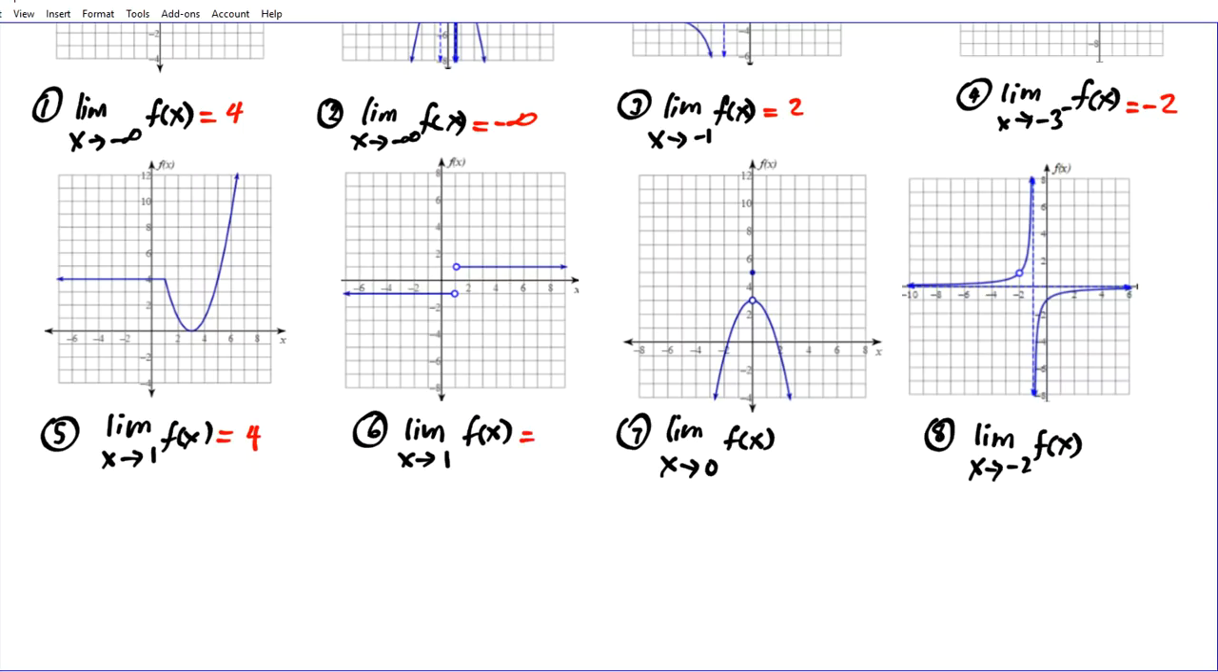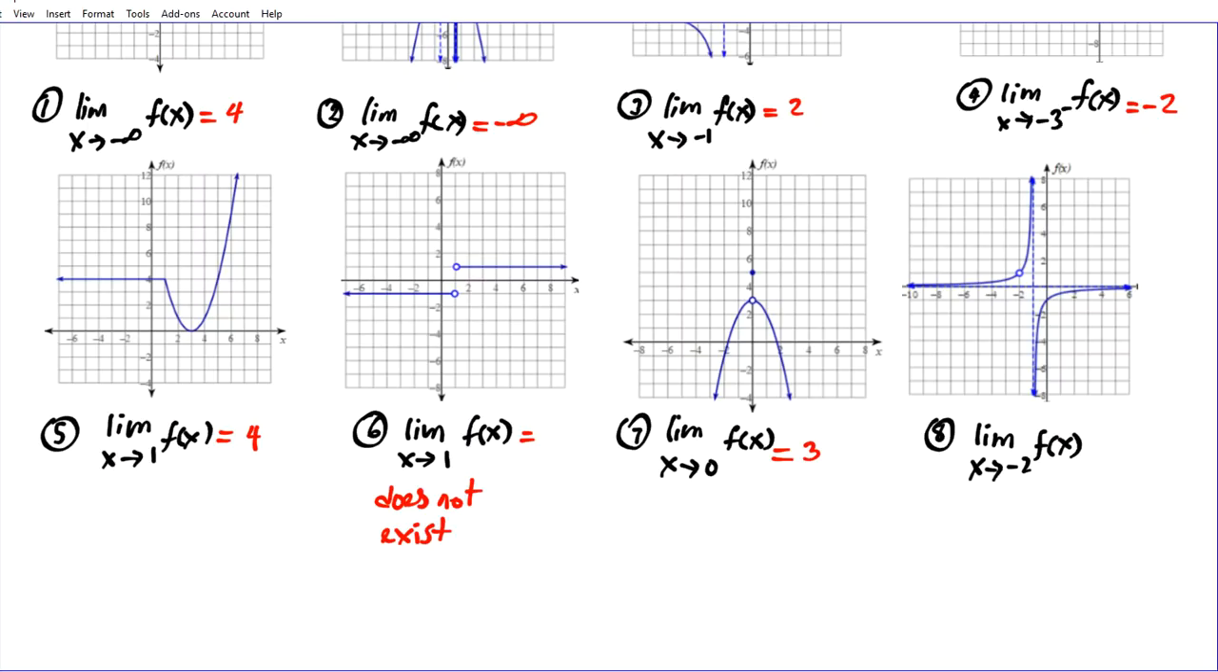Number 6, for number 6, you're approaching 1 from both sides, which are different, so the limit does not exist. Alright, and then number 7, you're approaching this point right here. Remember, you never approach an isolated point. You're looking at this open circle right here. You're approaching the open circle from both sides. So you're going to be looking at the y-coordinate of that point that you're approaching. The y-coordinate is 3.